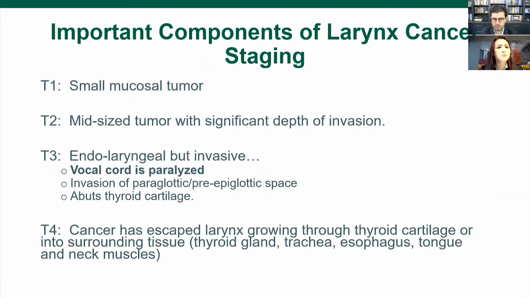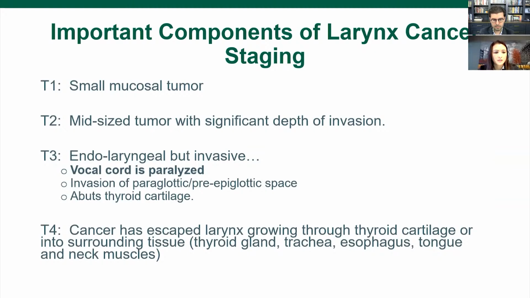So T1 tumors are very small tumors, very superficial. T2 are a mid-sized tumor with significant depth of invasion. The T3s are the most involved in the sense that the vocal cord is now paralyzed, the patient is hoarse. There's some invasion into the paraglottic area and pre-epiglottic space, and oftentimes the thyroid cartilage is either involved or destroyed.